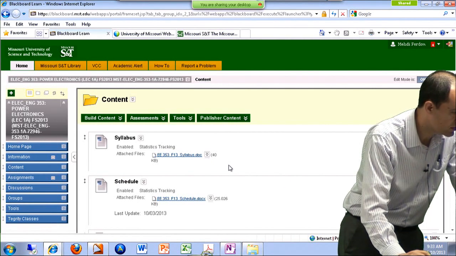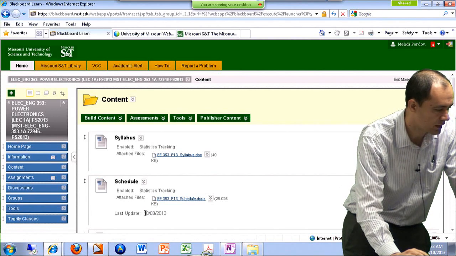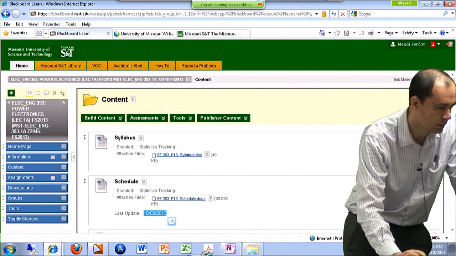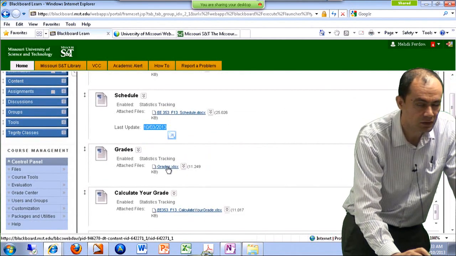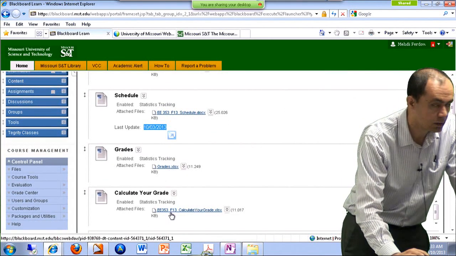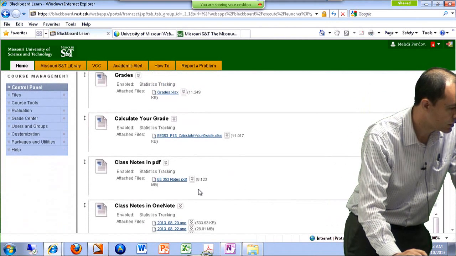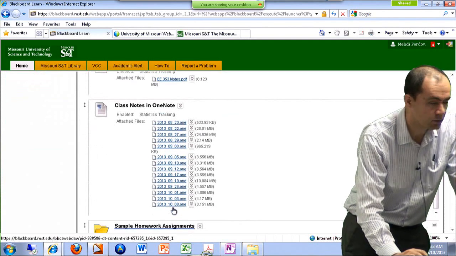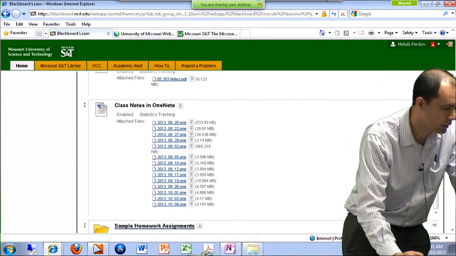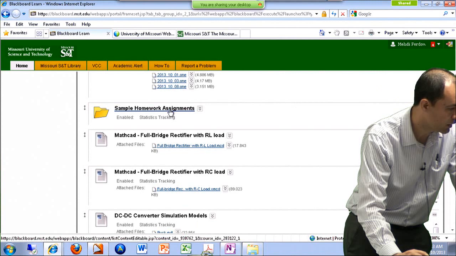So we have the schedule, the syllabus of the course. The schedule of the course changes, and I actually tell you when was the last time I uploaded or updated this. And the grades are here. The Excel file reflects all of your grades. This is how you can calculate your grade, just an equation. This is all of my class notes, scanned in PDF. And these are the class notes that we have in OneNote. So if you want to open them, you can do it. And the sample homework assignments are here.